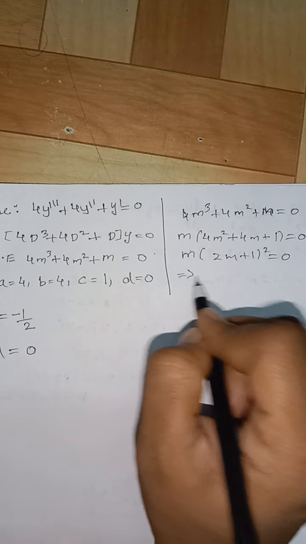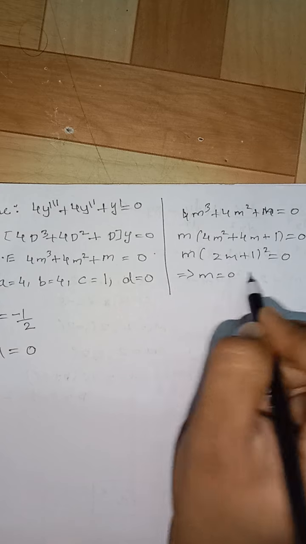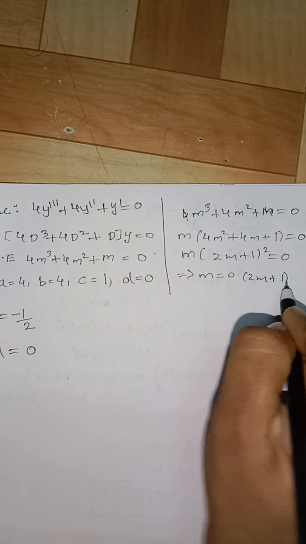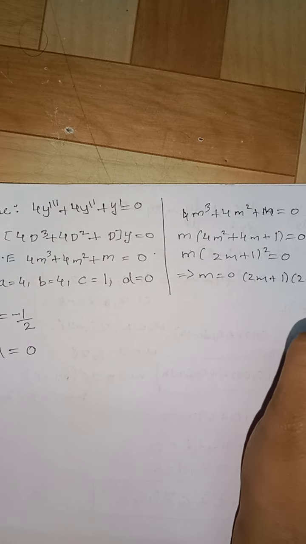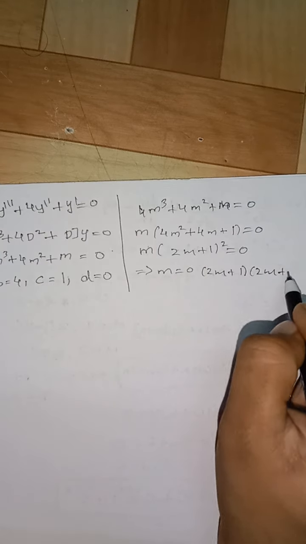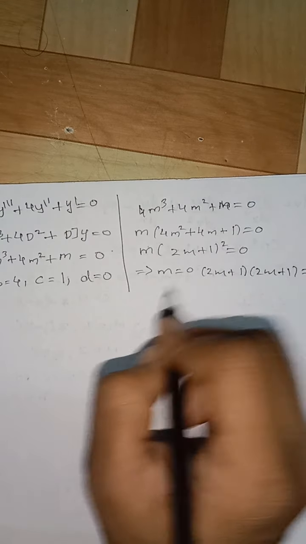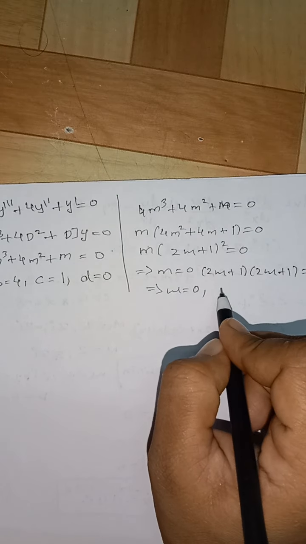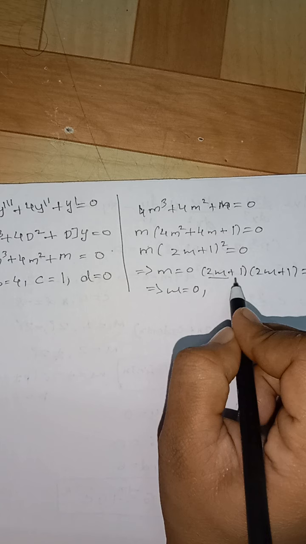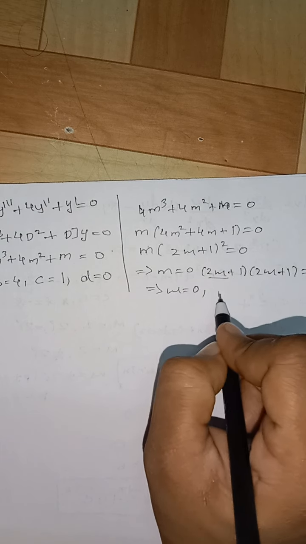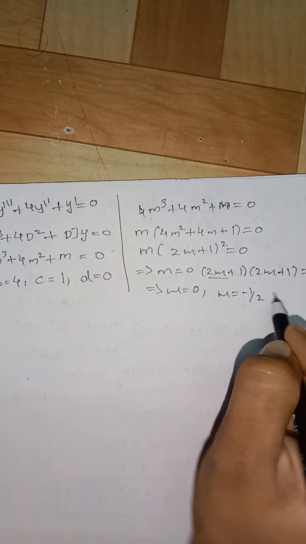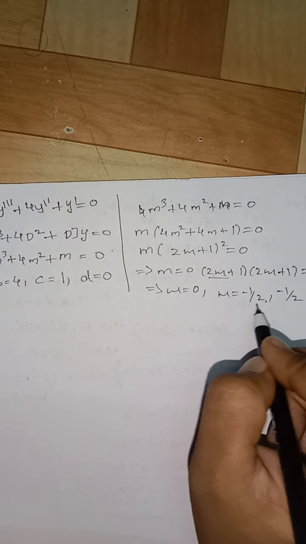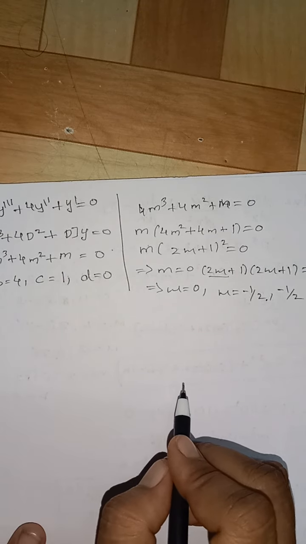So from this, what does it imply? m is 0, and we have (2m plus 1) into (2m plus 1) equals to 0. So m equals to 0, and 2m plus 1 equals to 0 implies m is equal to minus 1 by 2, and one more minus 1 by 2. So minus 1 by 2 is repeated here.